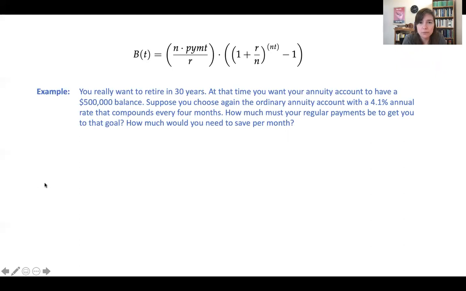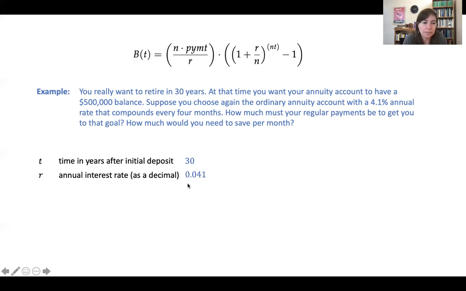So again, our first step is to organize. Our time in years after the initial deposit, well, we're saying we want to retire in 30 years, so that's how long we're going to keep this account. Annual interest rate, that has not changed. That's 0.041. The number of times per year the interest compounds, that has not changed. It compounds every 4 months, so it's going to be 3.